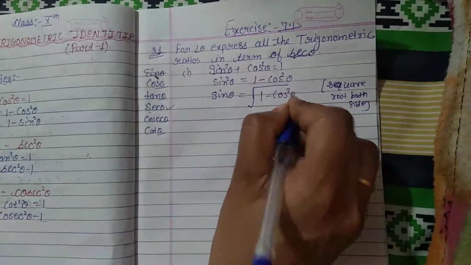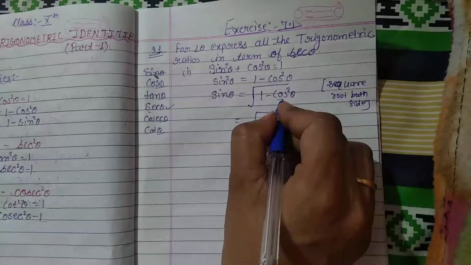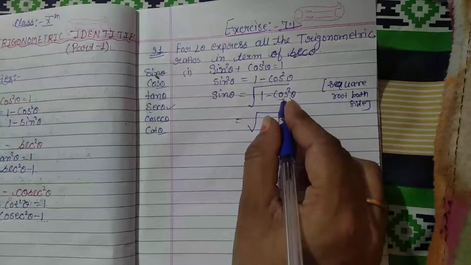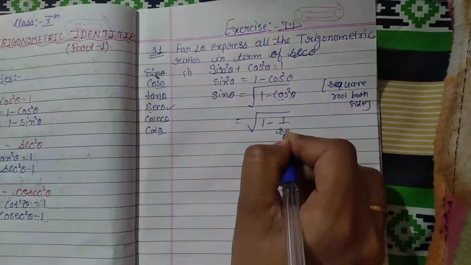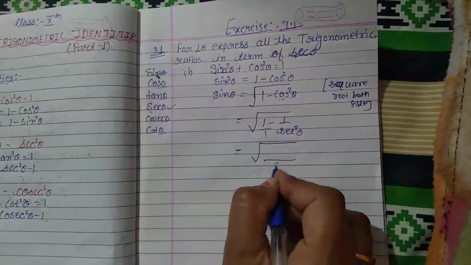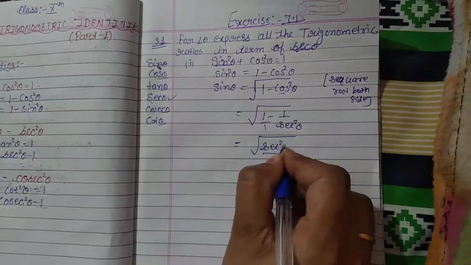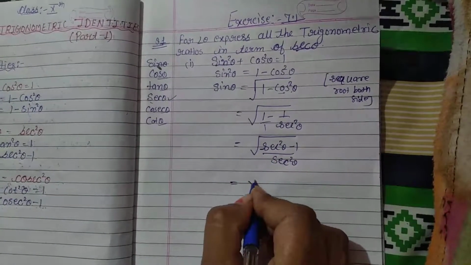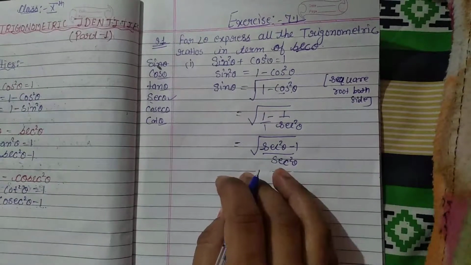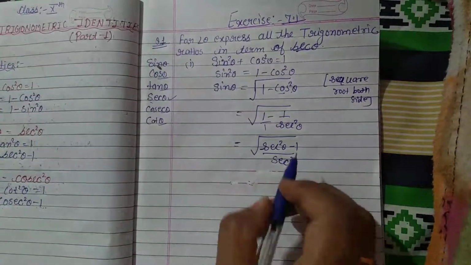So sin theta is the square root of 1 minus cos square theta. Because cos theta is the reciprocal of sec theta, we can write cos square theta as 1 upon sec square theta. Now we will take the LCM. LCM is sec square theta. Here we will get sec square theta minus 1 upon sec square theta, and we can see that sin theta is now in the form of sec theta.